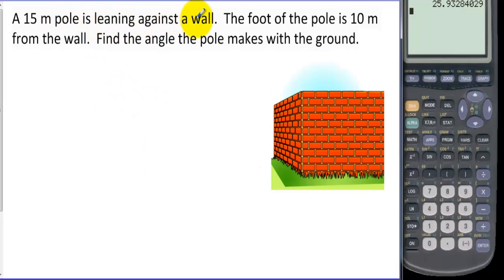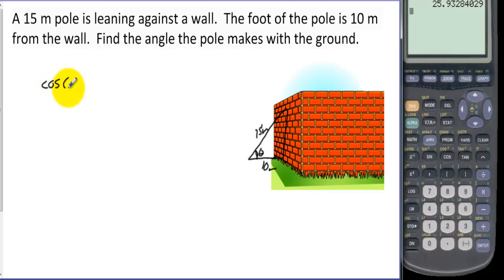A 15-meter pole is leaning against a wall. The foot of the pole is 10 meters from the wall. Find the angle the pole makes with the ground. So we have this pole leaning against a wall. The pole is 15 meters long, so we'll put 15 over here. And the foot of the pole is 10 meters from the wall. And we're asked to find this angle right here. Let's call this angle theta.